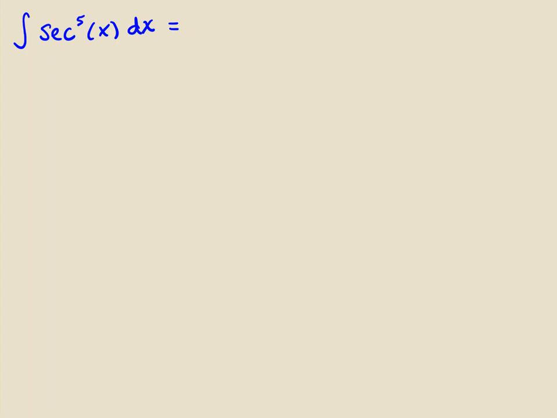In this video, we'll integrate secant to the fifth of x dx, and this is going to use integration by parts multiple times. Now, we're going to begin by seeing that secant to the fifth of x would be helpful to rewrite as secant cubed of x times secant squared of x.